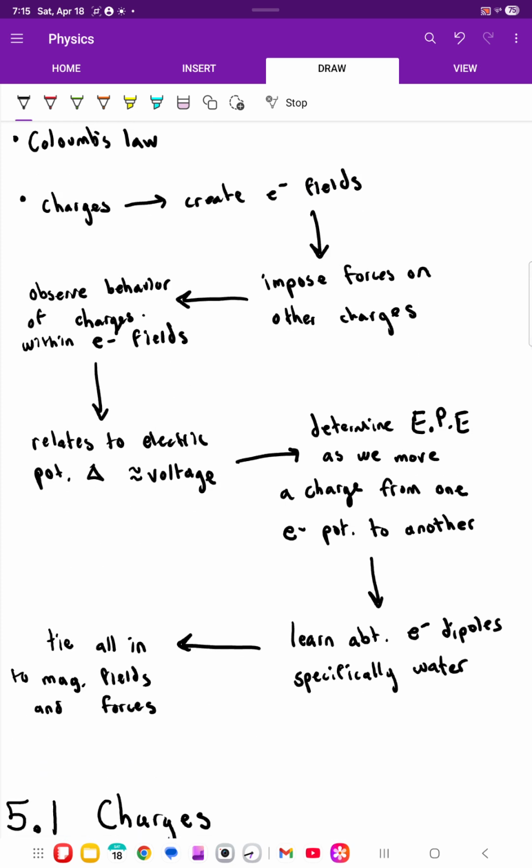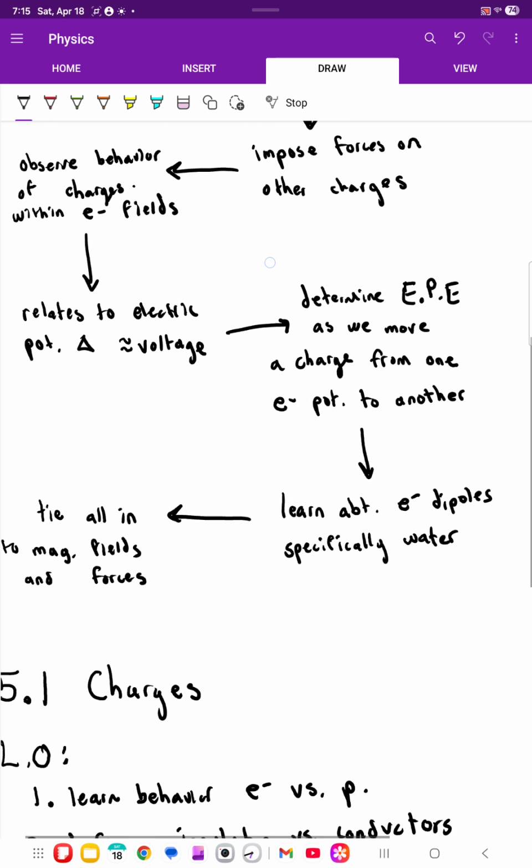From there, we will determine electric potential energy as we move a charge from one electric potential to another. And we will learn about electric dipoles, and specifically on water, and tie this all into magnetic fields and forces.